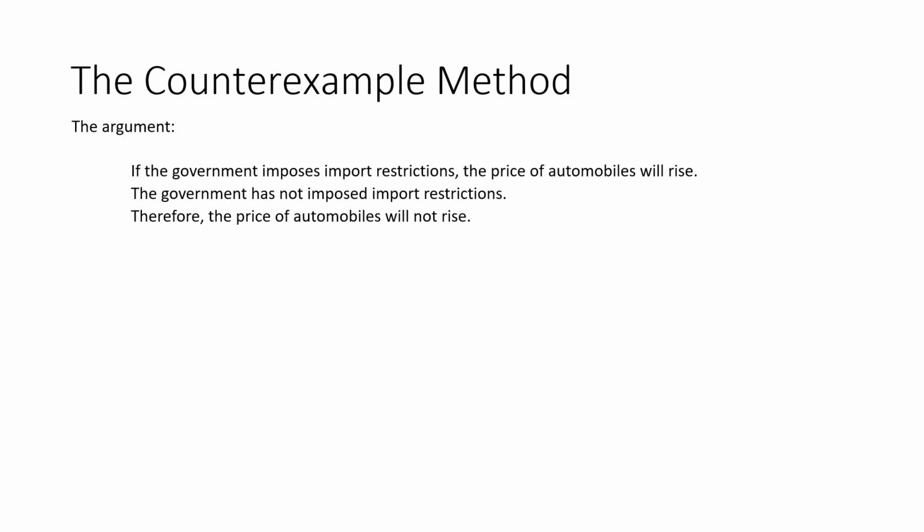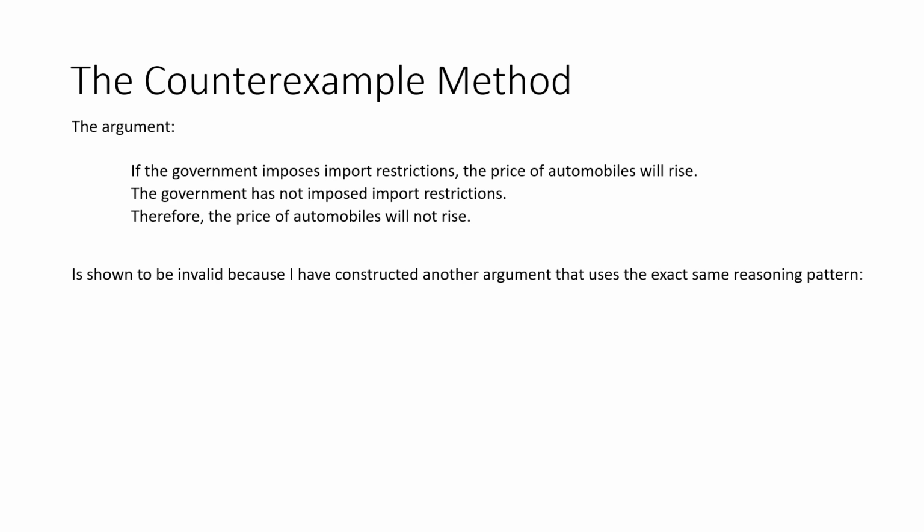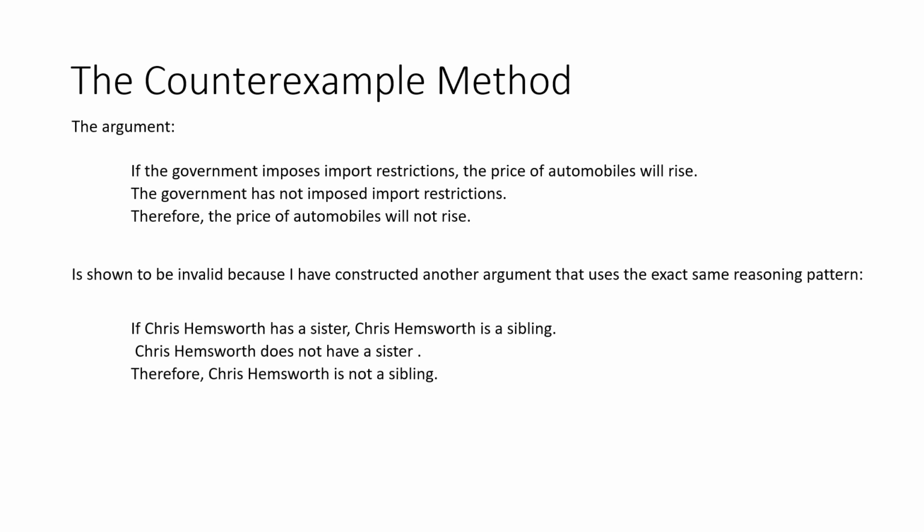So where does this leave us? Well, we started with an argument. We maybe weren't sure if it was good or bad, but either way, we wanted some proof that it was bad. So then we constructed a parallel argument that uses the exact same reasoning pattern that has indisputably true premises. If Hemsworth were a sister, he would have a sibling. Hemsworth does not have any sisters, he just has brothers. But because he does have brothers, the conclusion is indisputably false.